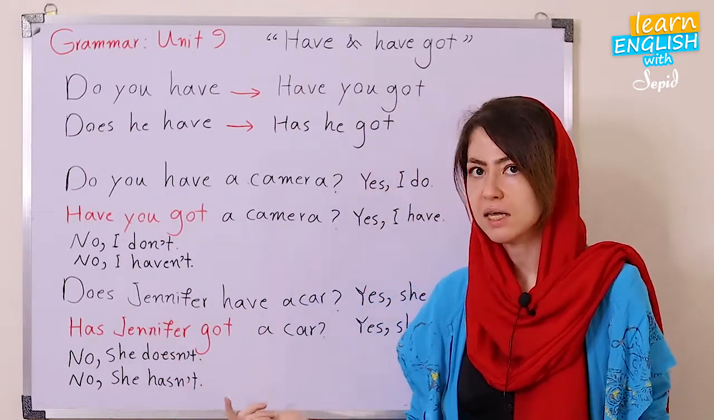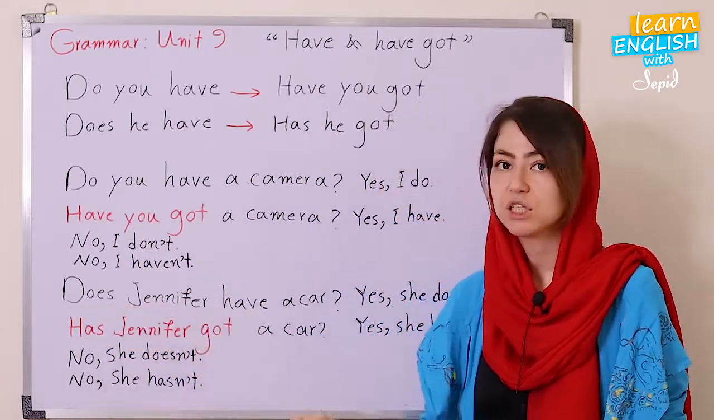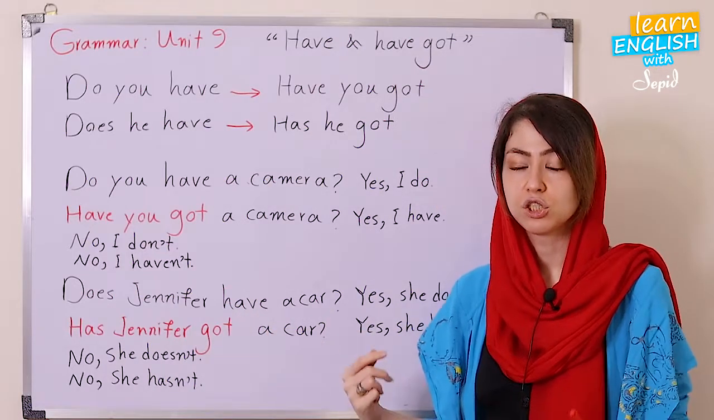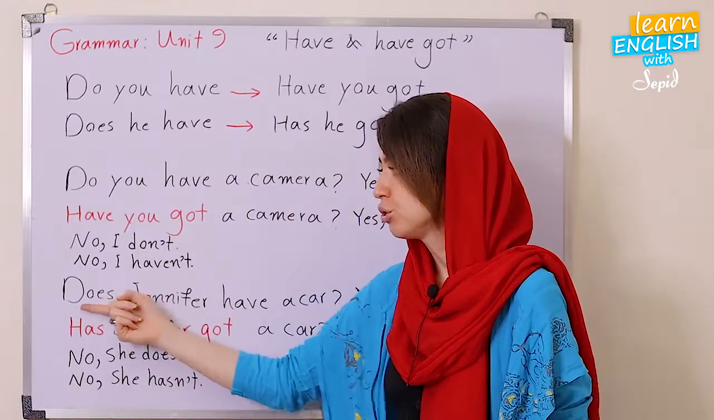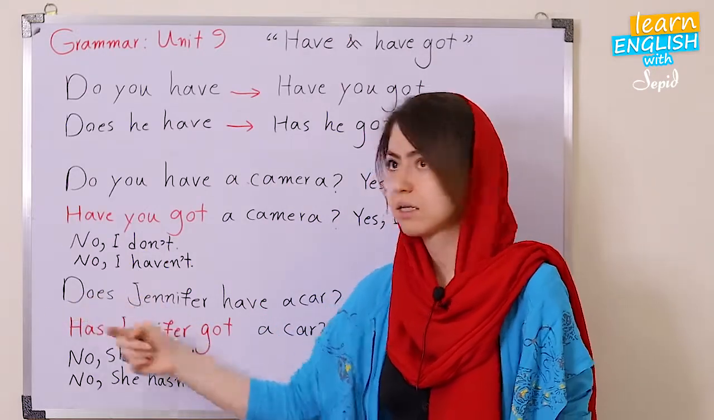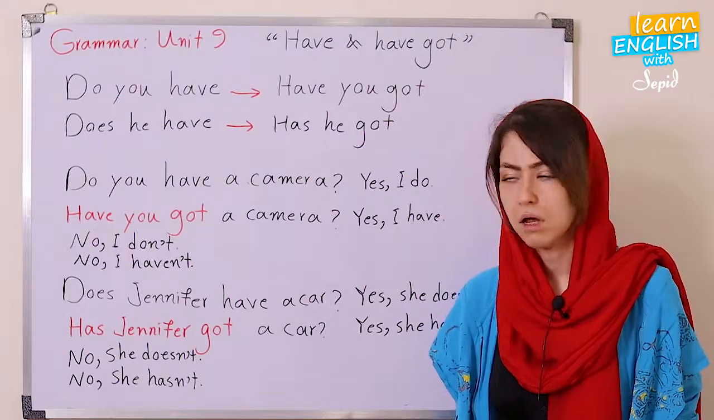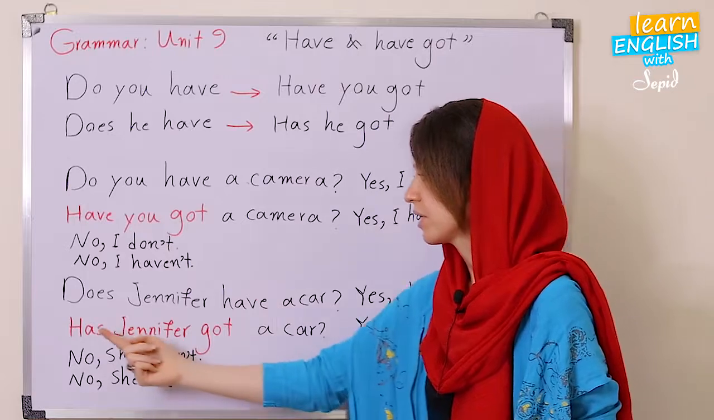For she, he, it, we use does. Does Jennifer, Jennifer is she, have a car? Now the answer, we should use does, because this is the auxiliary verb here. We should say, yes, she does. Now, next part.